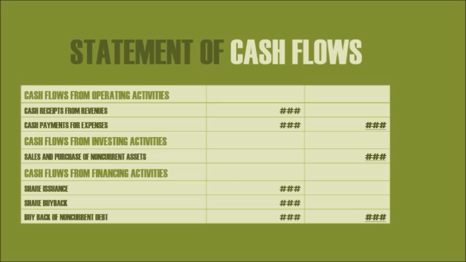buyback of non-current debt. As a general rule, comparative information from the previous period is required for relevance. As a general rule, presentation and classification of items in the statement should be consistent from one period to the next, which is the concept of consistency.